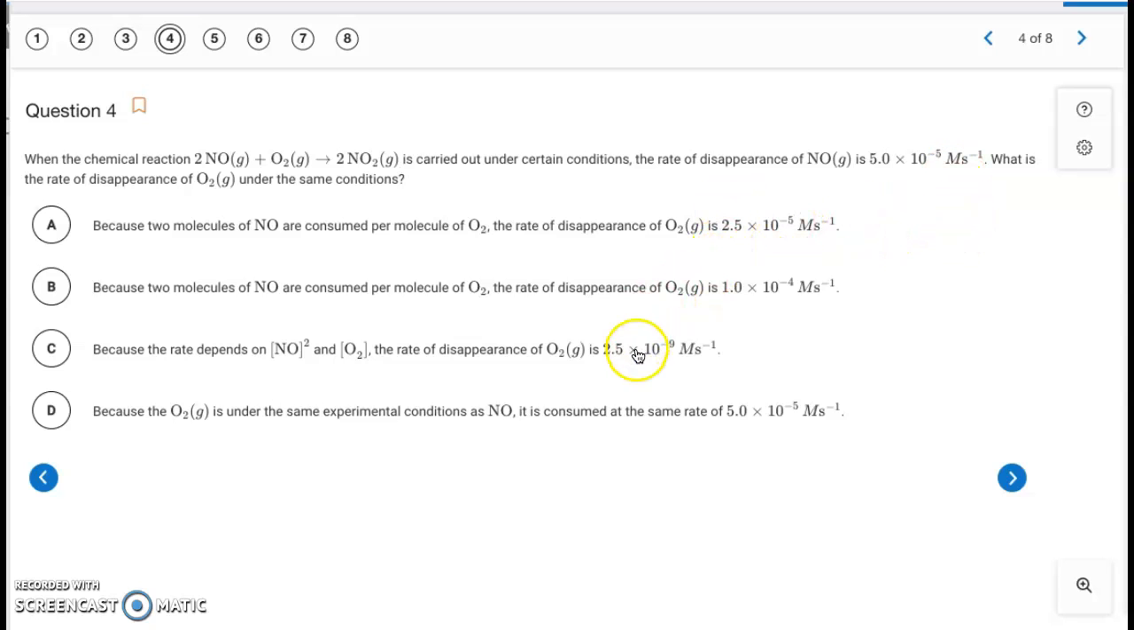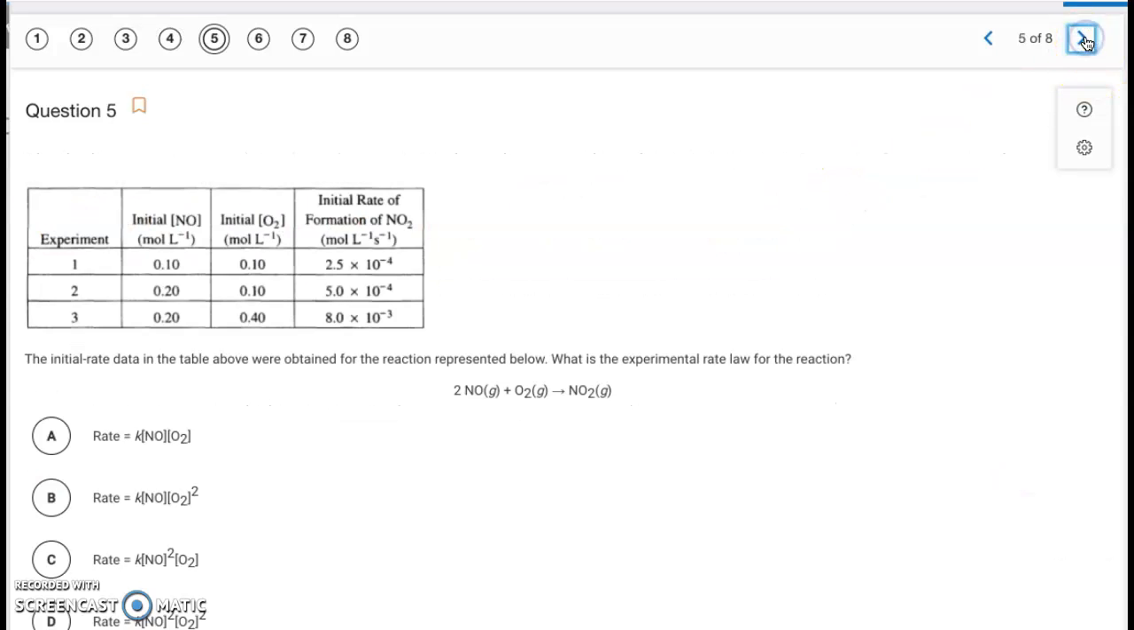All right, so we just look at all the values for the rate that are given, and this is the only one that has the correct rate. This is talking about 2 molecules of NO consumed per molecule of O2. That is the correct ratio right there. So it's letter A that is the correct answer.